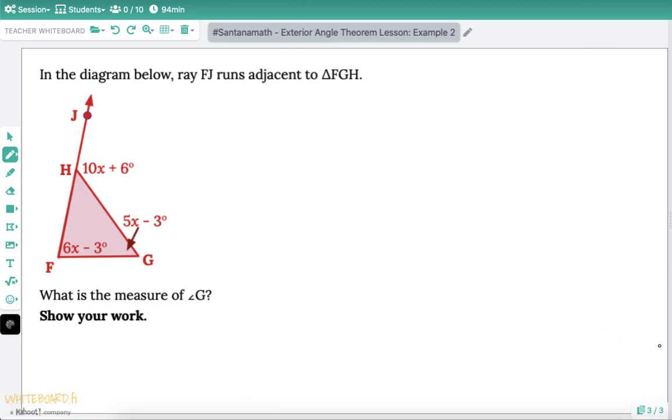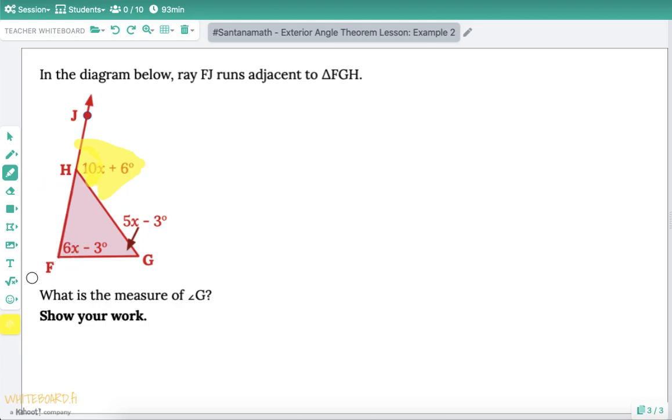Well, let's read it first. In the diagram below, ray FJ runs adjacent to triangle FGH. So it's a similar setup, which is important. And let's go over what that means. This exterior angle is here, it's provided, right? It's all this, so that's represented by 10x plus 6.